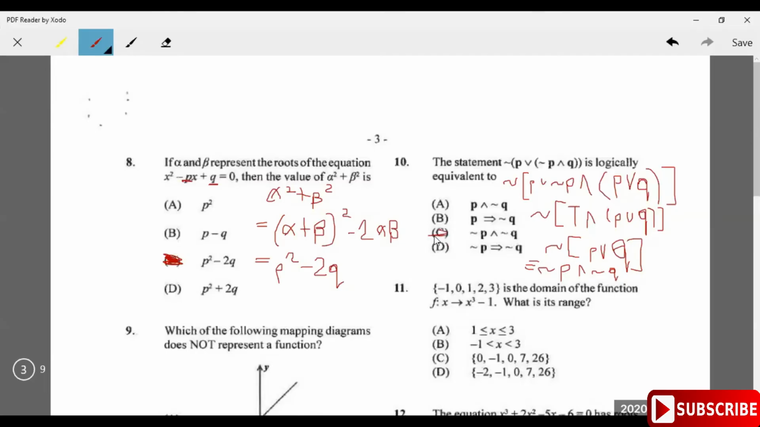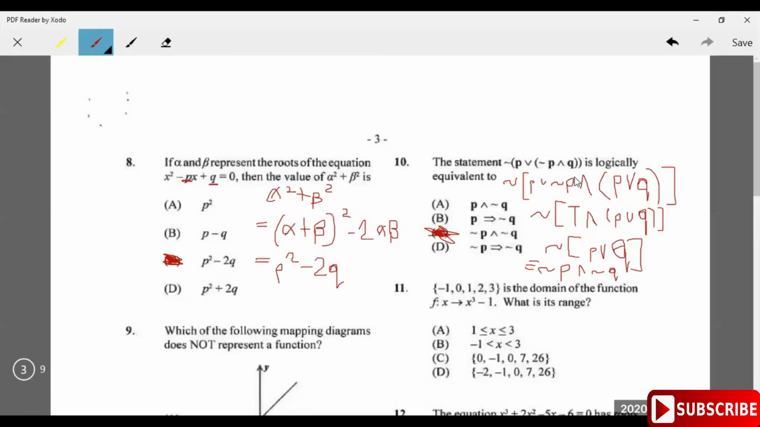Sir, repeat? Yes, go ahead. Isn't that a conjunction symbol in the square bracket? This true and. Yes, sir. But you said or.